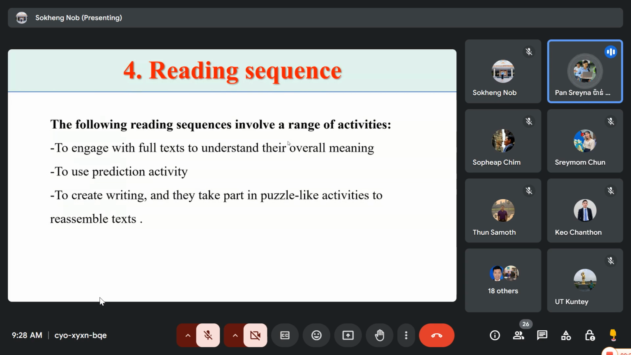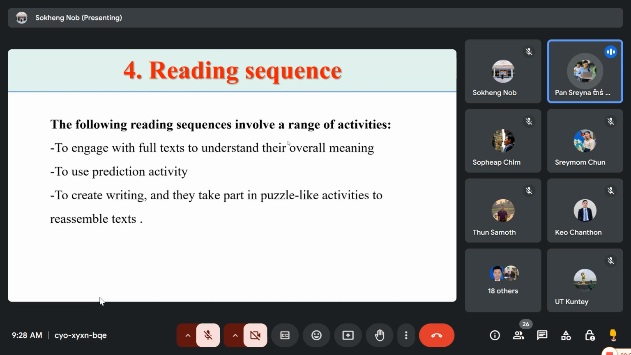I think this is the last part for me, reading consequences. These are the following readings and consequence activities involving a range of activities that I found in the book. To engage with the full text and understand the overall meaning, students can use prediction activities and creative writing, and they can also take part in puzzle activities to reassemble text. So let's see some of the references I found in the book.